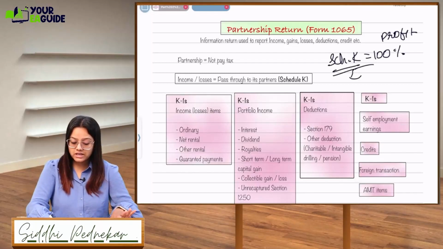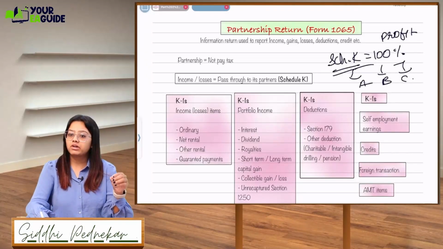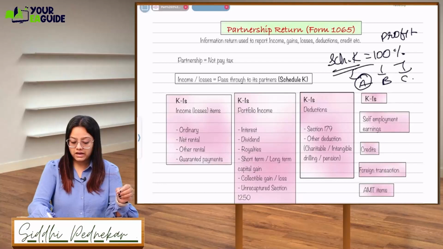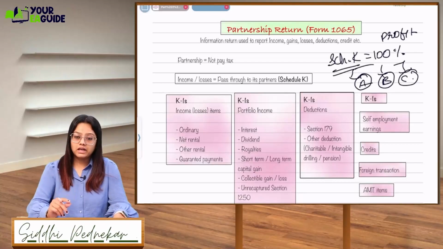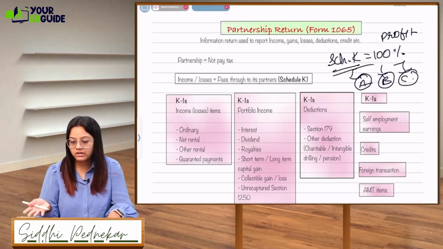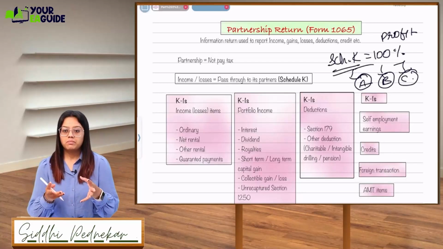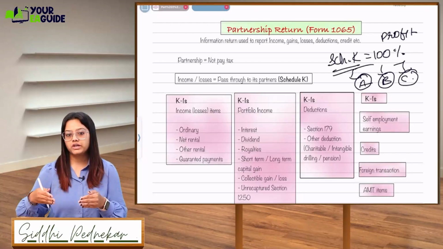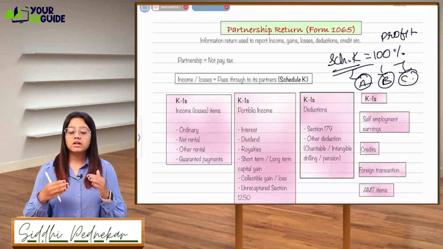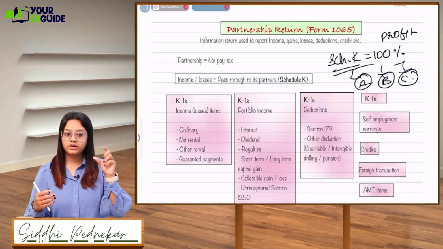Now based on this, let's say there are three partners, A, B, and C. All three partners will receive a K1 in their own names. So let's say K1 for Mr. A, K1 for Mr. B, K1 for Mr. C. And on each K1, whatever is their share of partnership interest or share of profit and loss will be allocated in the individual K1s.